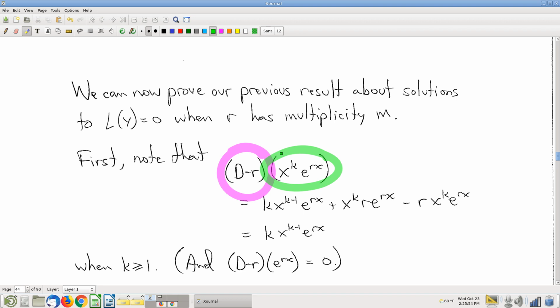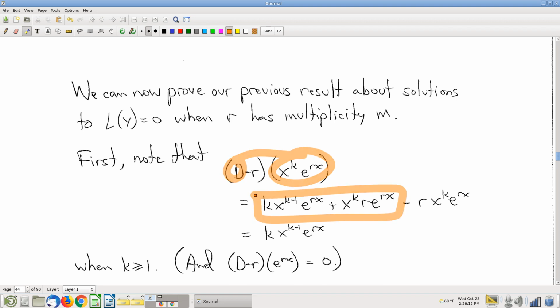Well, because these are what I'm claiming are solutions. I'm asserting that all of these are going to be solutions to the differential equation that involves factors that look like this. So let's work this out one time so I don't have to do it a million times. And what you notice is, D, the product rule gives you that. That's just the product rule.